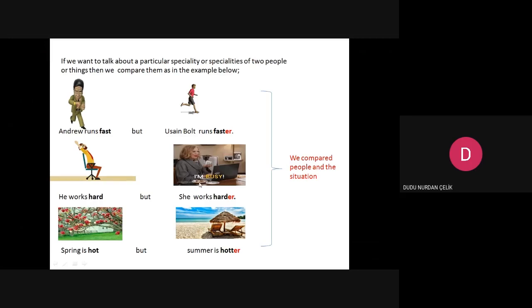Look at these two people. This is a hard worker. He works hard, but she's still working. She's still busy. So we can say she works harder. She works more. He stopped, but she's studying. So she works harder. We put ER at the end of the adjective.